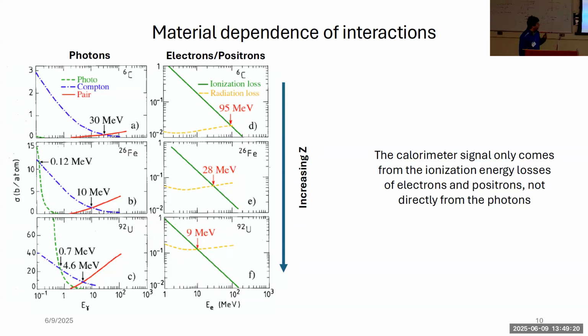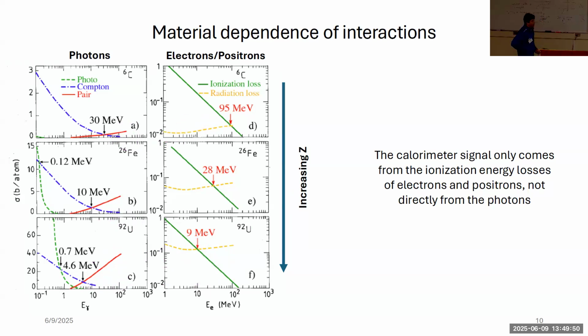So in terms of actually having a signal from the calorimeter, something we can measure, the only thing that we really have access to is the ionization as well as Cherenkov energy losses of the electrons and positrons. So this green curve is the ionization loss, and that's what we're actually going to measure. But the shower development is going to be governed by this red curve and this yellow dash curve.